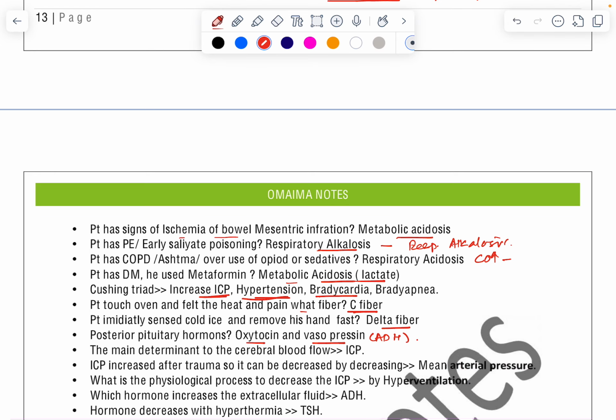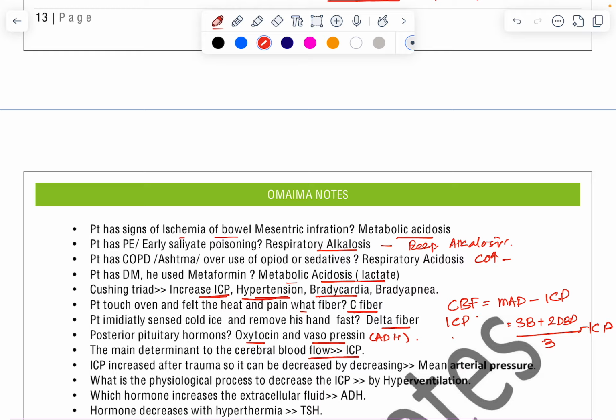The main determinant of cerebral blood flow is intracranial pressure. So calculate: cerebral blood flow is equal to mean arterial pressure minus ICP. Mean arterial pressure is systolic blood pressure plus 2 times diastolic blood pressure, divided by 3, minus ICP. That gives the intracranial pressure. Intracranial pressure increases after trauma.